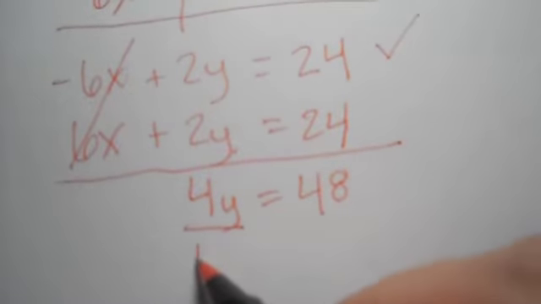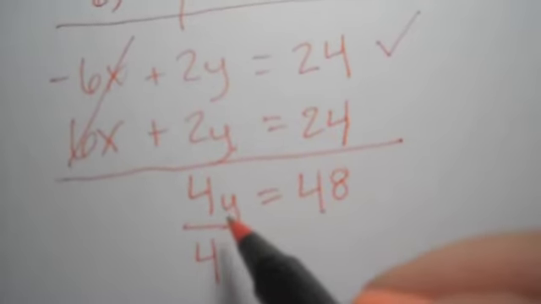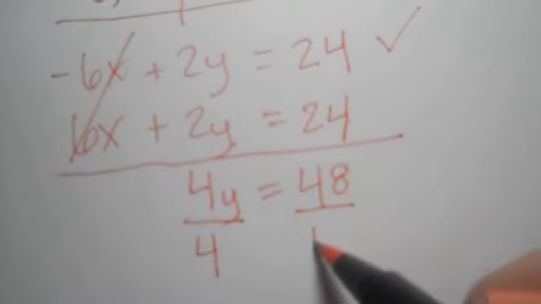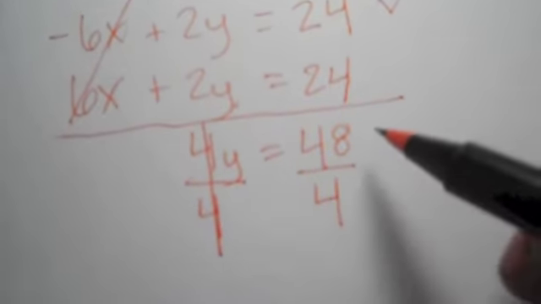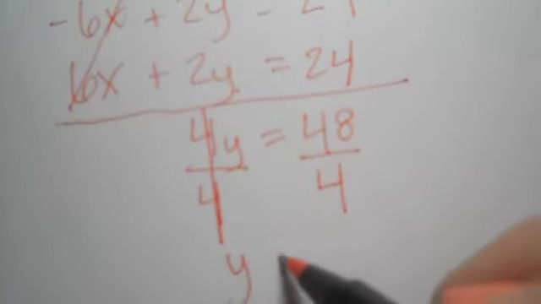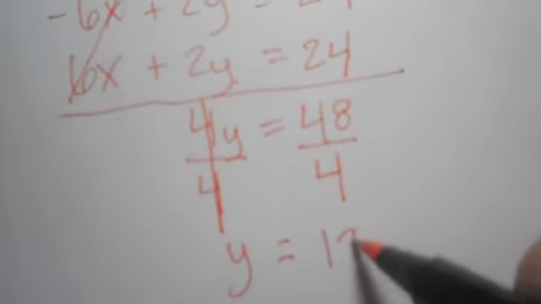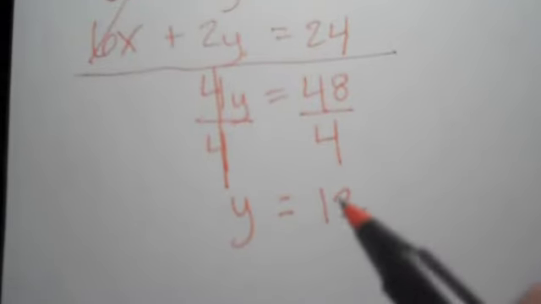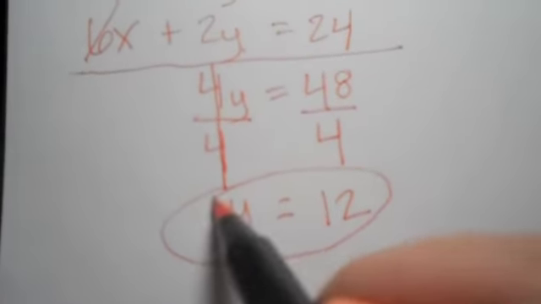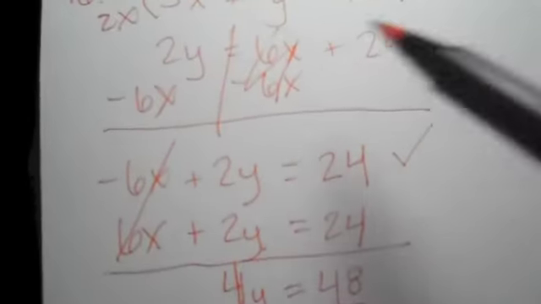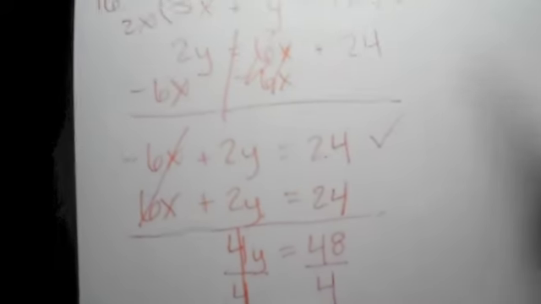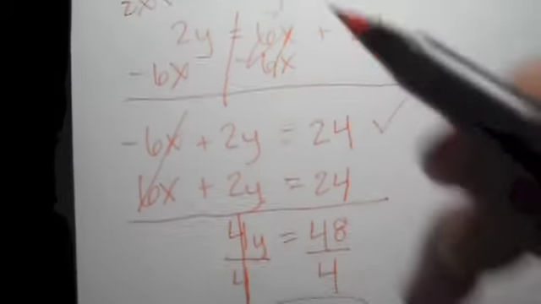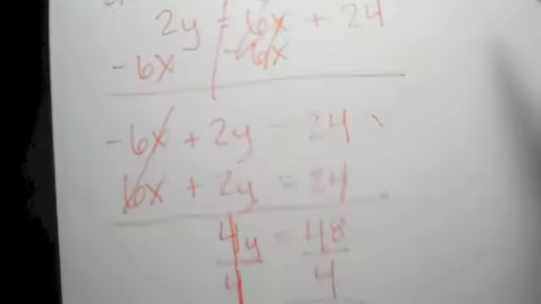We're going to divide both sides by 4 because 4 is multiplied by y. Okay, 4 divided by 4 is 1. 48 divided by 4 is 12. So we know that y is 12. We need to use that number to plug back into one of these equations to find x. I'm going to do the top one because I scribbled on it less. So knowing y is 12, we're going to plug 12 in right there.